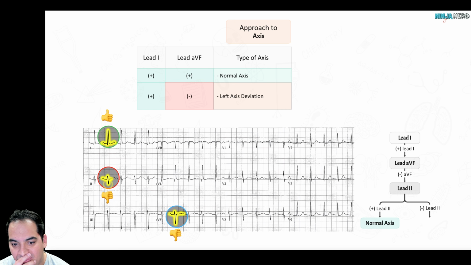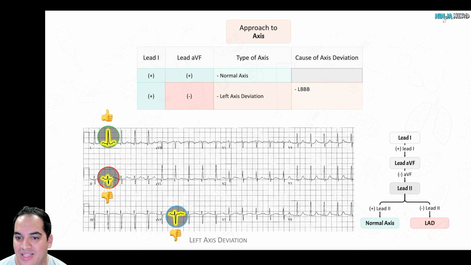The question is, what causes left axis deviation? It's usually anything that alters the depolarization of the left ventricle, usually via the bundle system. So a good couple of examples here would be a left bundle branch block. That's a very common one. Left ventricular hypertrophy, which can cause a lot of strain and stretching of the left bundle branch. And on top of that, a left anterior fascicular block can also cause a left axis deviation.